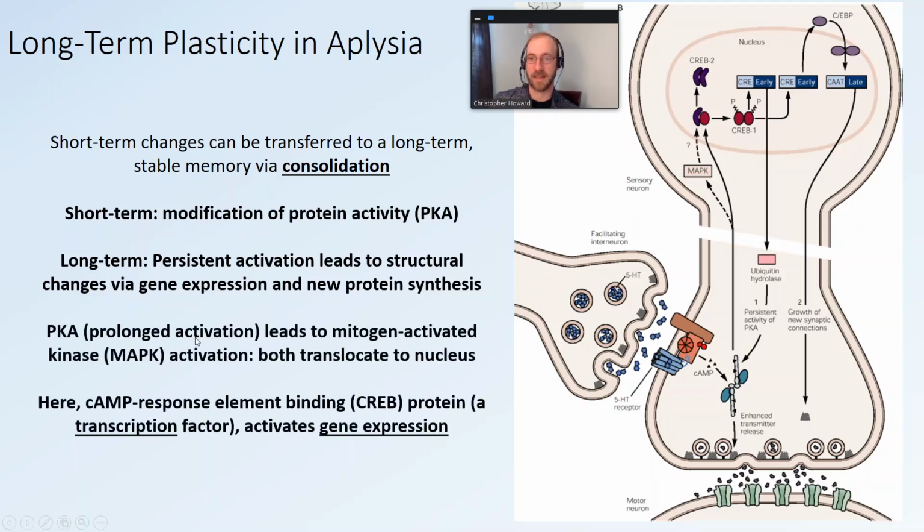MAPK becomes activated. You don't have to know what this is, it's just another kinase. It's going to activate this molecule, which you should know about. This is CREB. It's cyclic AMP response element binding protein. It's a mouthful. But the main point here is this is a transcription factor.